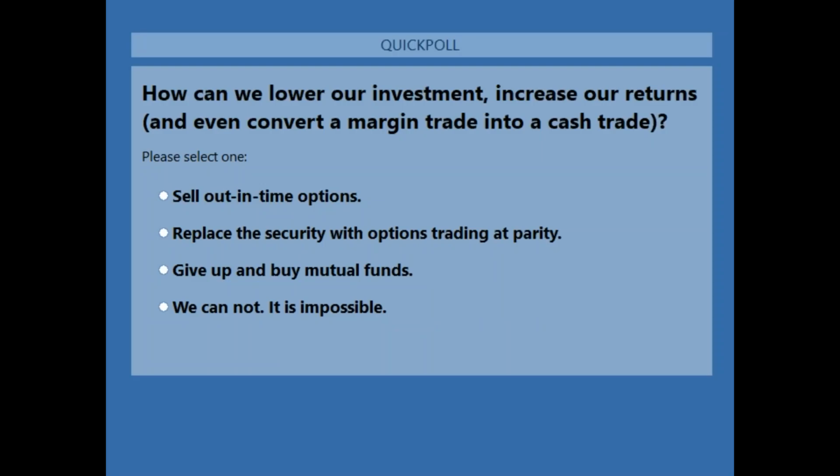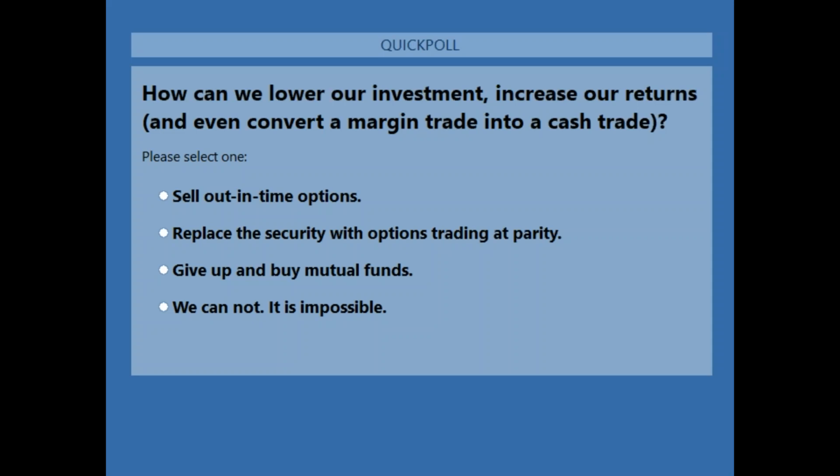Now, I kind of hinted at this earlier, but the answers I'd like, and I only want you to select one here. And if you have to guess, guess. There's nothing wrong with getting it wrong because I'll just give you the right answer. Should we sell farther out in time options? Should we replace the security with options trading at parity? Should we just give up and start buying mutual funds? Or is what I'm talking about not even possible? Please answer now.